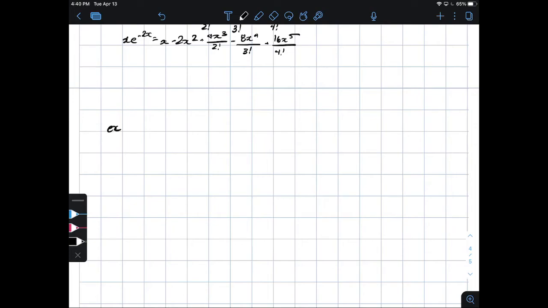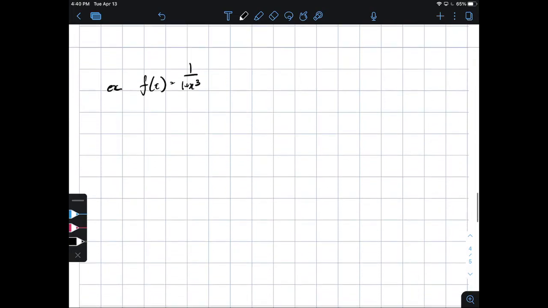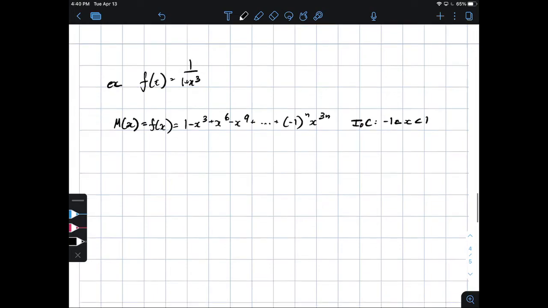Okay, so we did this one in class, but I'm going to go over it again. We have f of x equal to 1 over 1 plus x cubed. The Maclaurin series is given: M of x equals 1 minus x cubed plus x to the 6th minus x to the 9th plus dot dot dot plus negative 1 to the n x to the 3n. The interval of convergence is given as negative 1 less than x less than 1.